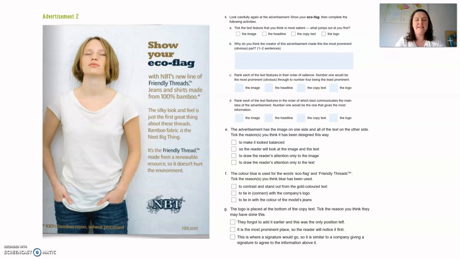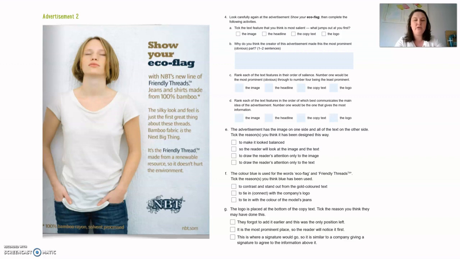I'm going to say it's the second one. So the reader will look at the image and the text because they kind of balance each other out in the sense that the image is just as important as the text. So to show that they're both equal in importance.